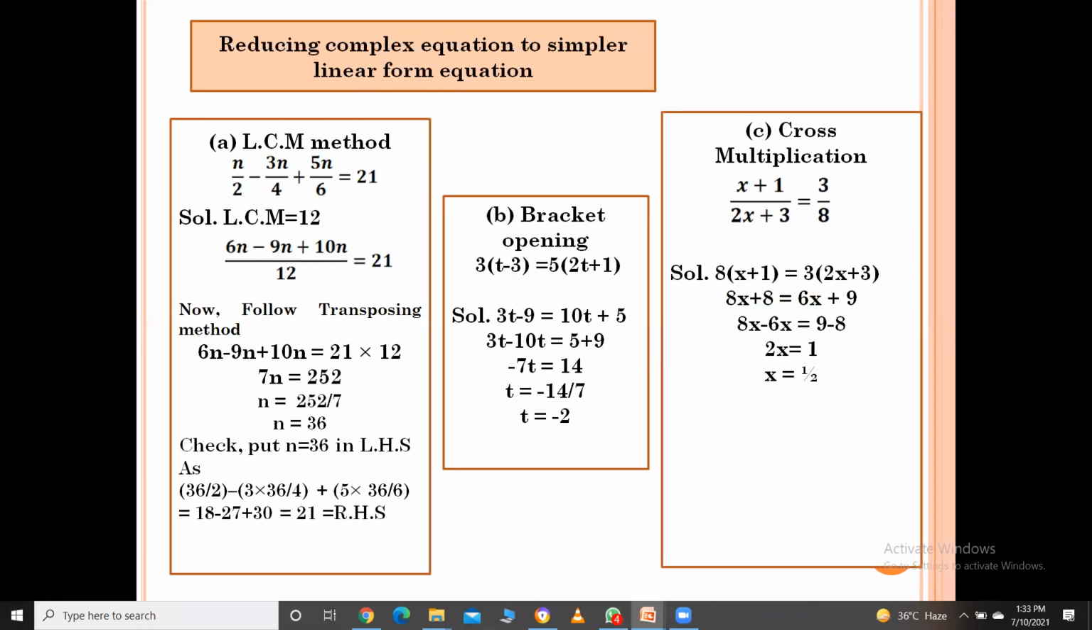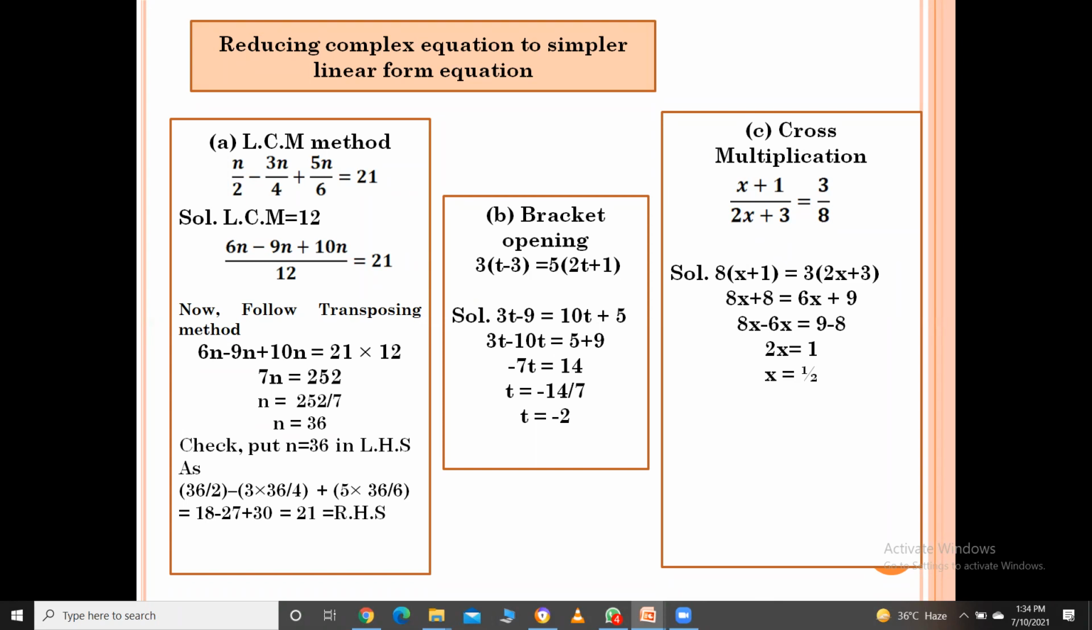Sometimes equations exist in a complex form, that is, not simply in the linear form. At that time, we use different methods, like the LCM method, bracket opening method, and cross multiplication method, to simplify the equation into linear form. For example, in the first, you can see the fractional form of the equation is present here.